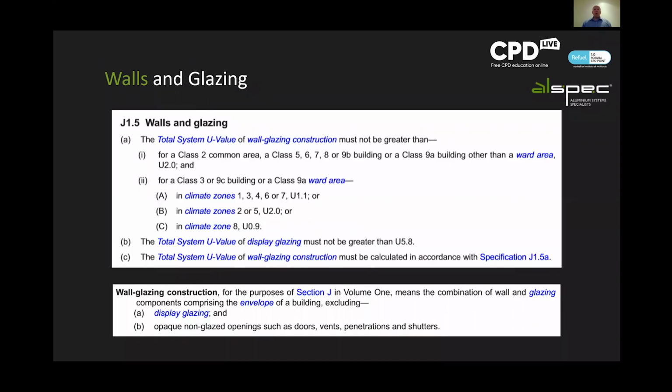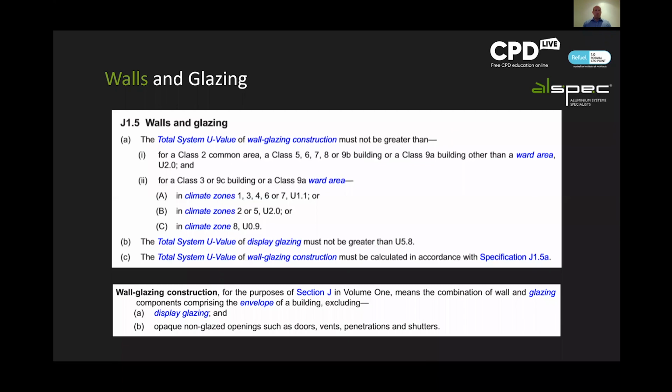So the change is based on the principle that overall facade performance is more important than the individual elements. It's broadly based on the values in the US Energy Code, but that's not really relevant here. The total system U value is calculated as an area weighted average of the total system U value for each component. So you take the U value of each component, area weighted average, and you get the overall U value for the whole facade. You can see here some of the U values listed.